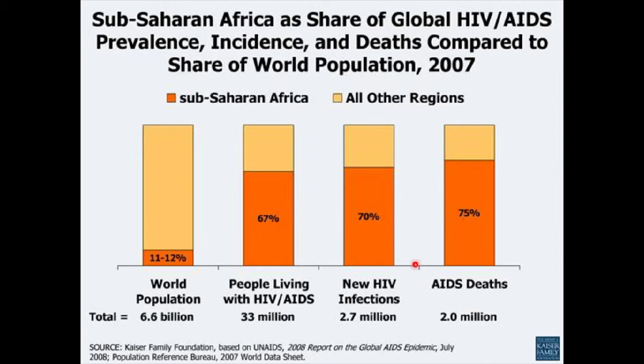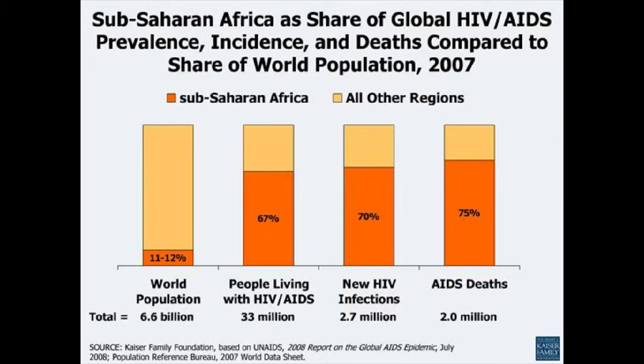So these graphs here are pretty interesting. The first one is showing the world population as a whole and looking at the individuals that live in sub-Saharan Africa. Only 11 to 12% of all the individuals in the world live in this sub-Saharan Africa region. People living with HIV, 33 million worldwide, right? 67% in sub-Saharan Africa. All other regions, it's much smaller.